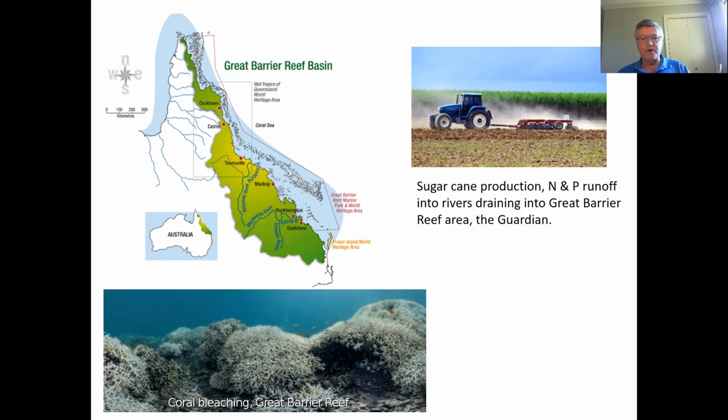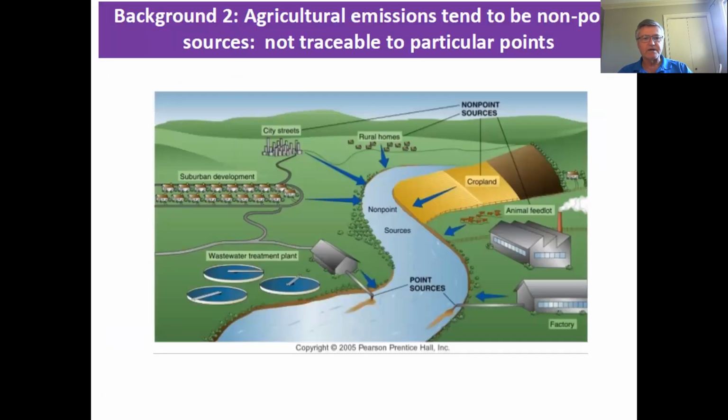One of the land uses there is sugarcane, and there's a great controversy between farmers and scientists about how much of the nutrients and sediments being washed out and causing damage to the Great Barrier Reef are actually associated with agriculture. There certainly are deniers, some farmer groups who deny the importance of that runoff.